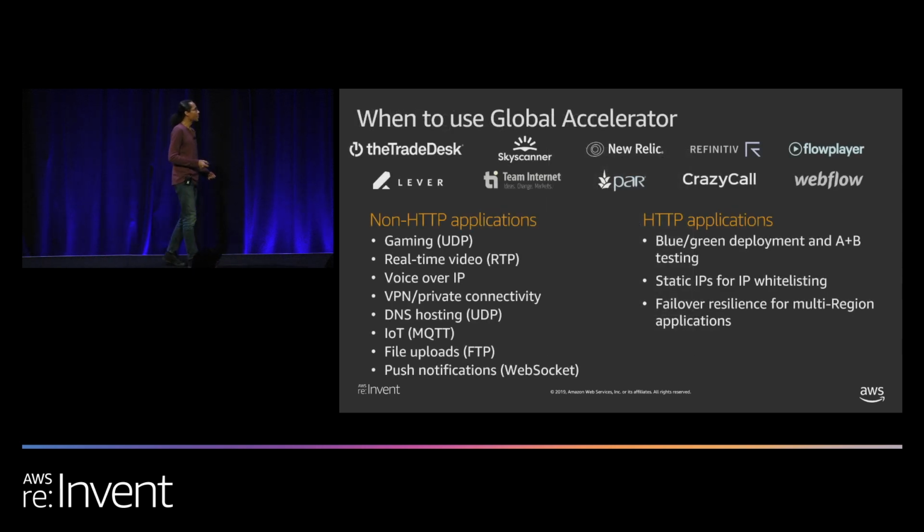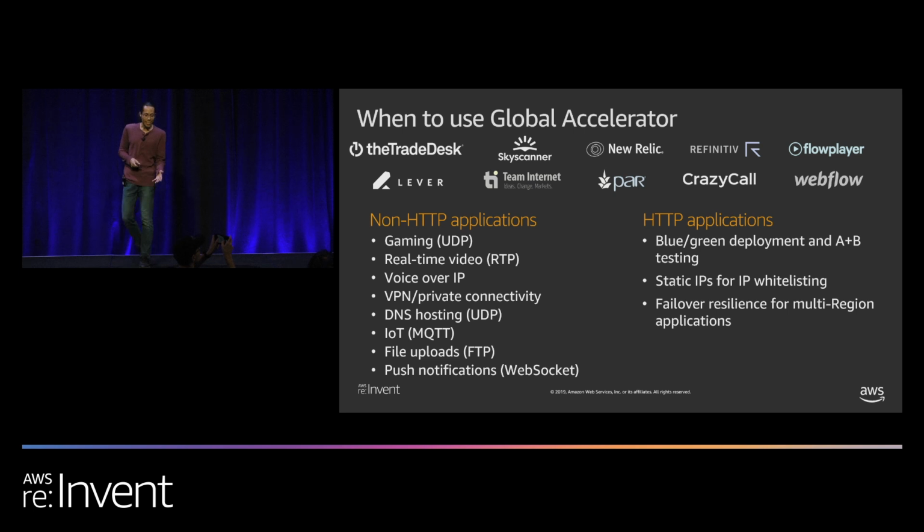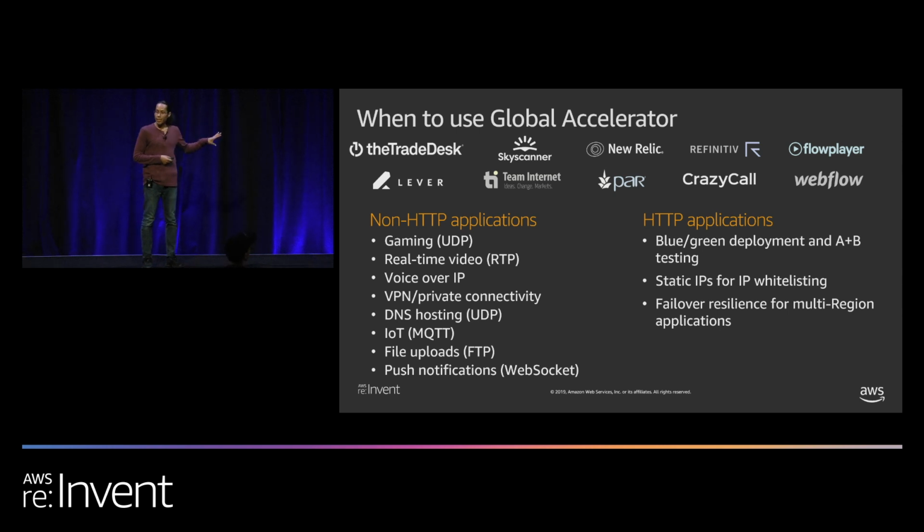All right, examples. Who actually uses Global Accelerator? What do they really use it for, right? The Trade Desk is a major one of our customers. Skyscanner, New Relic. Some of these use cases are HTTP use cases. Some of these are non-HTTP use cases.